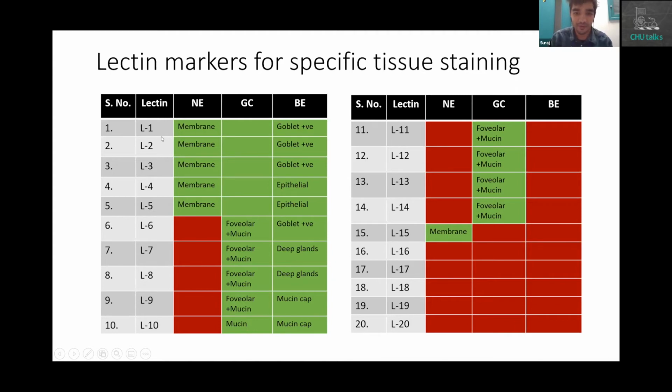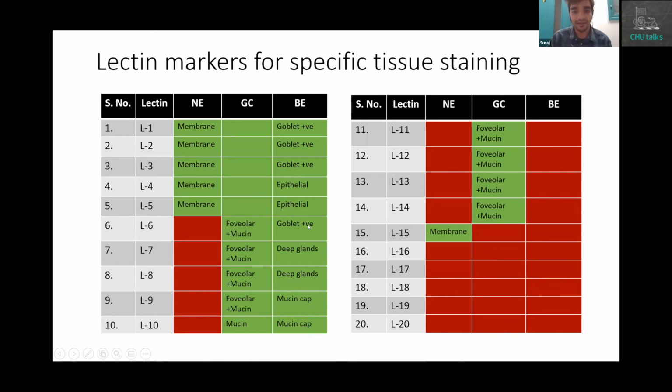So just to quickly mention, the lectins aren't actually named L1 through 20. I just had to change the labeling because of intellectual property concerns at this stage. So the first 5 lectins stain all 3 tissue types, and there were some lectins that stained the stomach and, interestingly, the diseased condition.